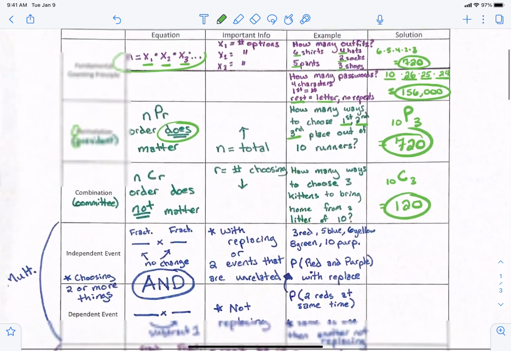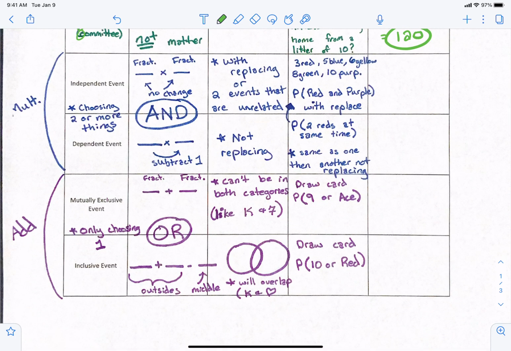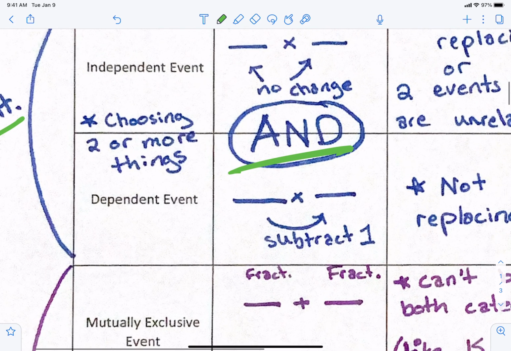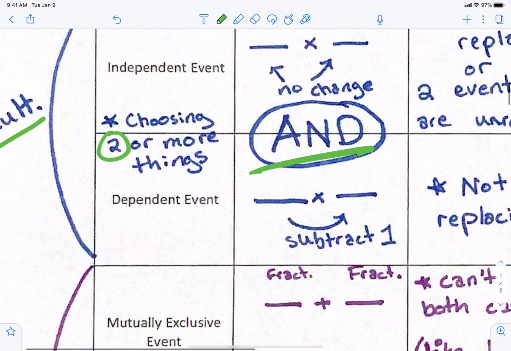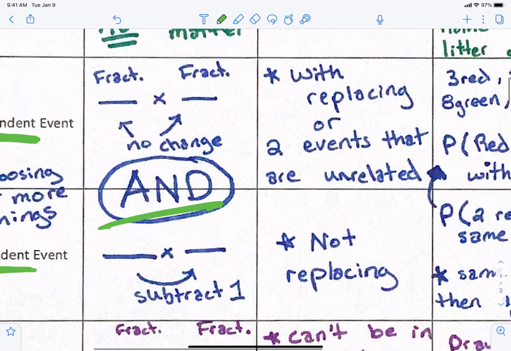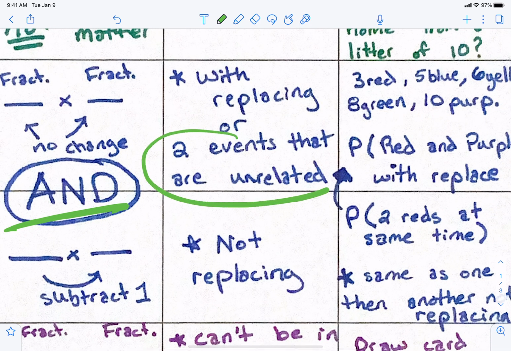Okay? Moving on. Now, the difference between and or, multiplying and adding. When you're doing and, you are choosing two or more things. So I'm rolling a dice and flipping a coin, or I'm choosing a marble and then choosing another marble. There are two different scenarios: either the events are independent from one another or dependent. Independent means that the two events are completely unrelated, like rolling a dice and flipping a coin. One does not affect the other.